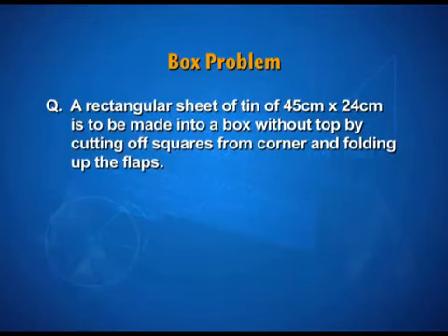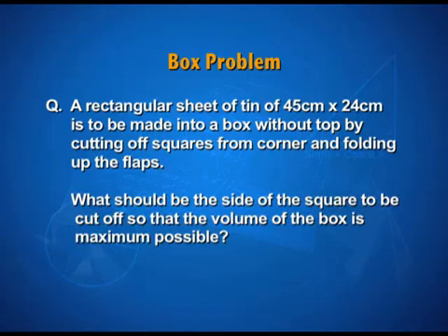The statement says, a rectangular sheet of tin of 45 centimeter by 24 centimeter is to be made into a box without top by cutting off squares from corners and folding up the flaps. What should be the side of the square to be cut off so that the volume of the box is maximum possible?